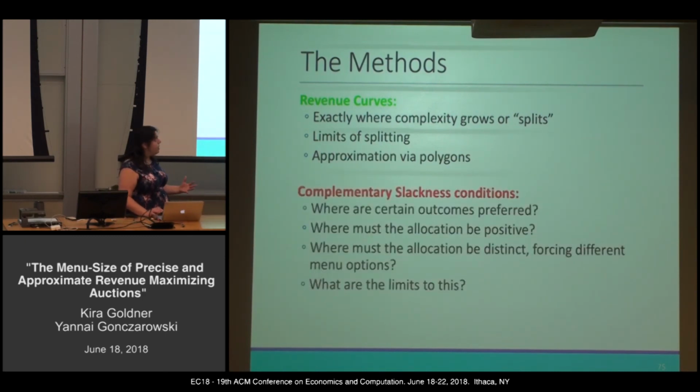And now we've been talking about complementary slackness coming from duality, which says, where are certain outcomes preferred? Where do the complementary slackness constraints tell us that you better prefer this outcome to this outcome? And where must the allocation be positive? Where does the allocation need to be distinct, which means that we're going to wind up with multiple menu options and grow our complexity? And what are the limits to this? How do we get upper bounds? We know that it can't be more than this much. Okay? So this is what we've been talking about.